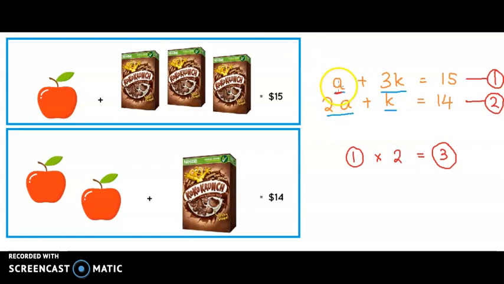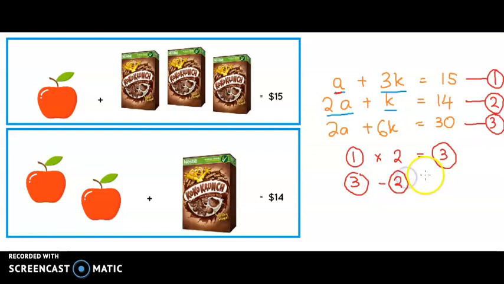So let's take equation 1 times 2. So A times 2 will give you 2A. So 3K times 2 will give you positive 6K. Again, same thing, 15 times 2 will give you 30. Now I have equation 3. So I want to eliminate each other. I see that equation 3 has bigger numbers than equation 2. So what I can do is use equation 3 minus equation 2, to give me the answer.